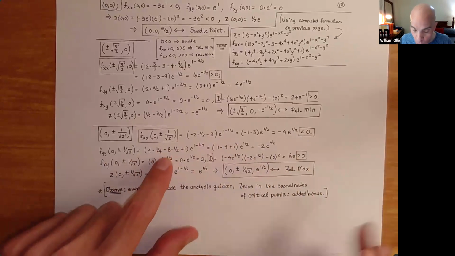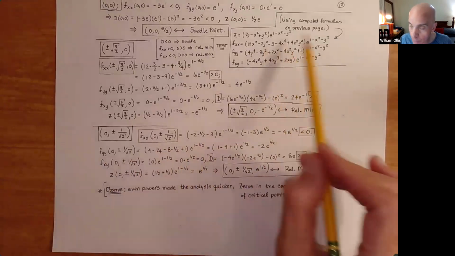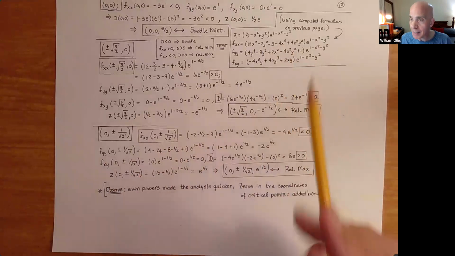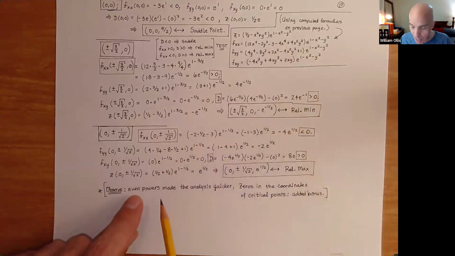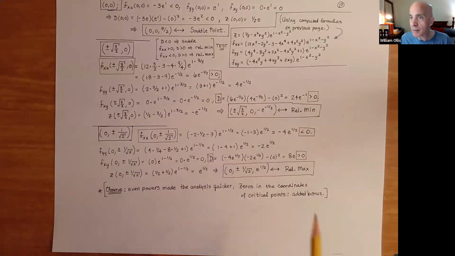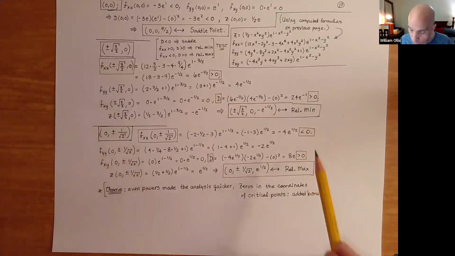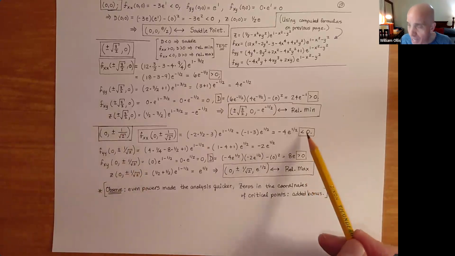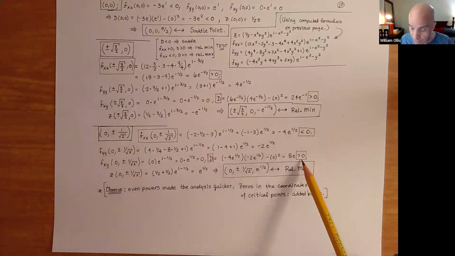Again, when you consider how we've done this problem, the existence of even powers in the second order partials and zeros in the critical points makes the analysis a little bit more streamlined. But now when we notice this, we have a negative second order x partial, and then we have a positive D in this case. That will give us, by the second partials test, a relative maximum.